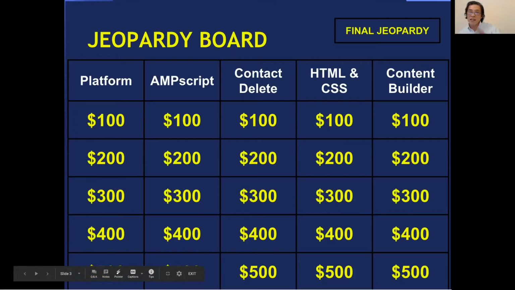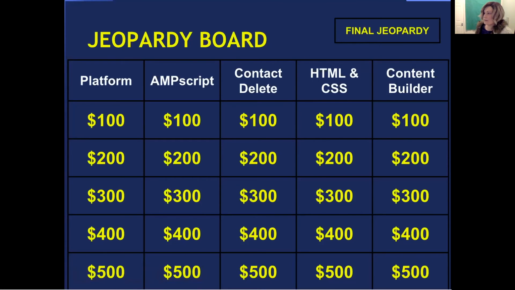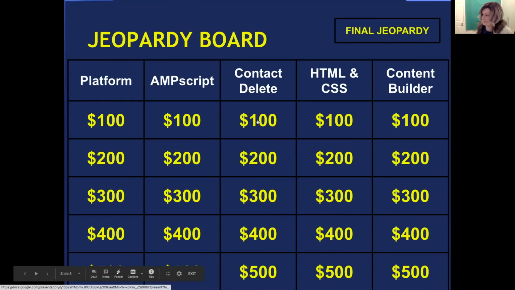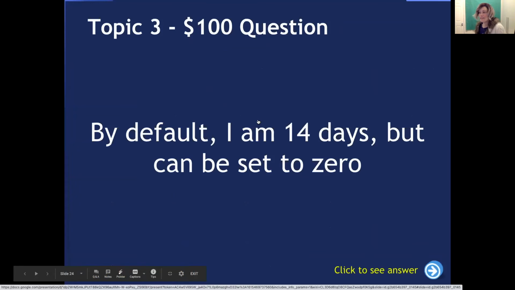Okay, Florin, your choice. It doesn't gray out your options, but I'm keeping track of what. Yeah, we are. So if you're not sure which ones. Okay, let's go into contact delete 100. By default, I am 14 days, but I can be set to 0. What am I? I mean, we've got some head in hands moments here.